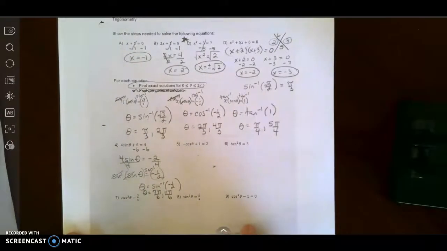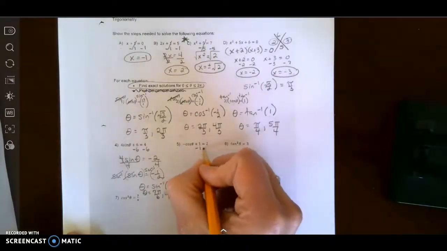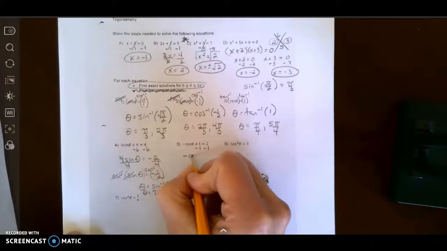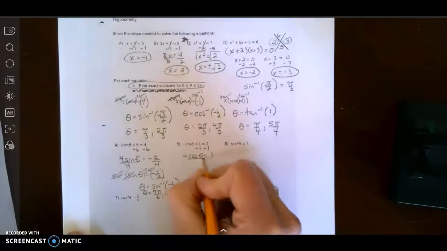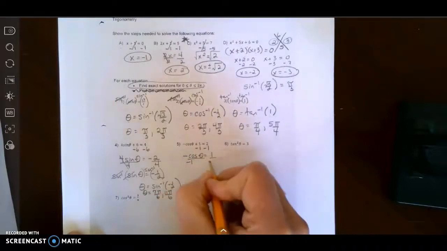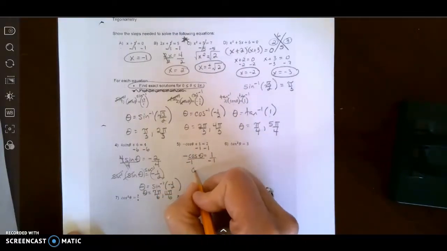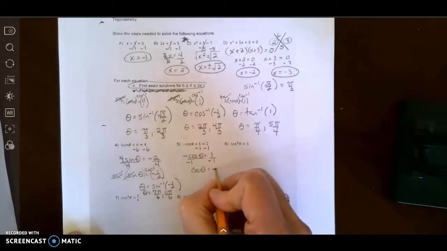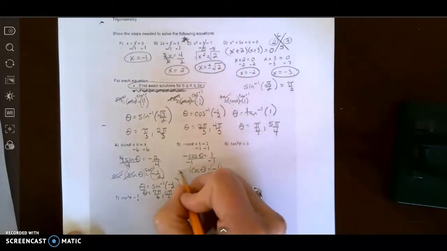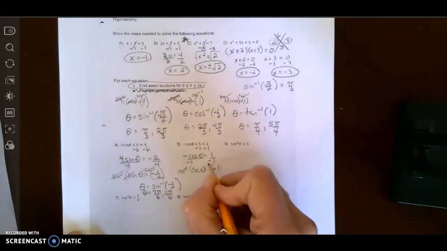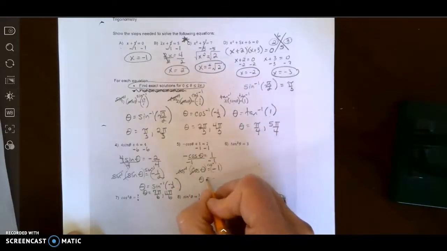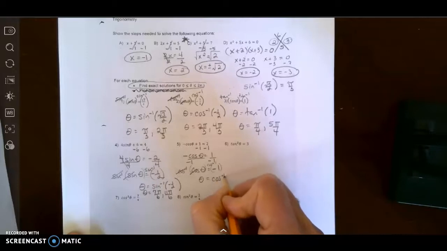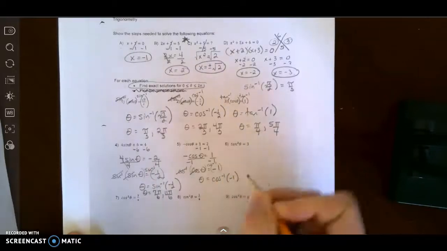Let's go to number 5. Subtract 1 from each side. Negative cosine of theta equals 1. Divide by -1 to get rid of that negative. Cosine of theta equals -1. Take the inverse of each side because I want to find theta. Theta equals the inverse cosine of -1.